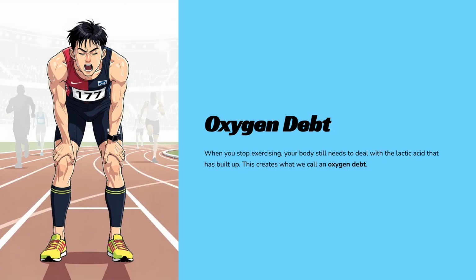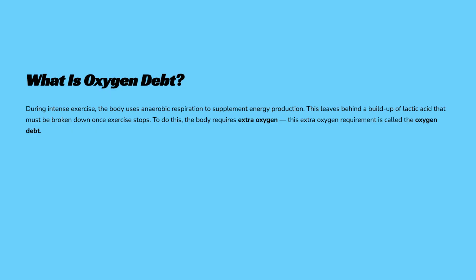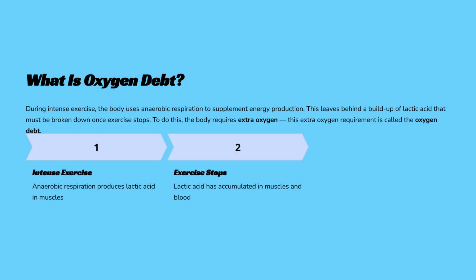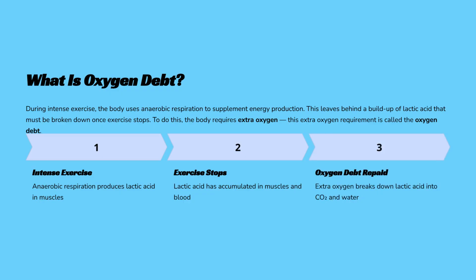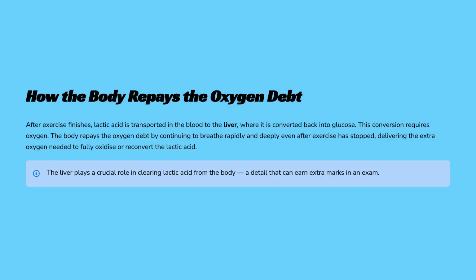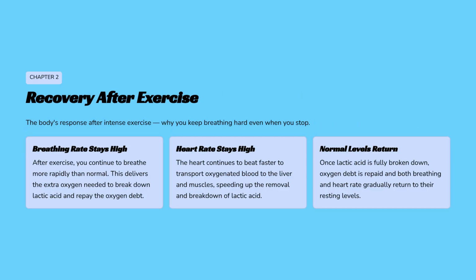This requirement for extra oxygen after exercise is known as oxygen debt. Oxygen debt is repaid in 3 stages. Intense exercise creates the acid, the exercise stops, and then extra oxygen is used to break the lactic acid down. After exercise, lactic acid is transported to the liver, where it is converted back into glucose using oxygen. This is why we keep breathing deeply after stopping. Recovery involves keeping breathing and heart rates high to transport oxygen to the muscles and liver, allowing the body to return to its resting state.